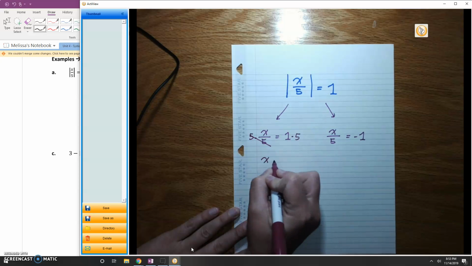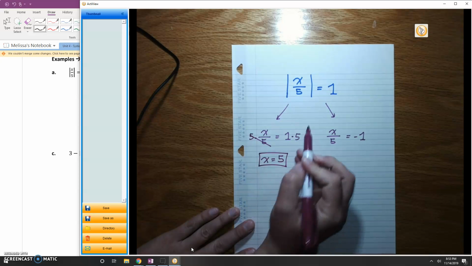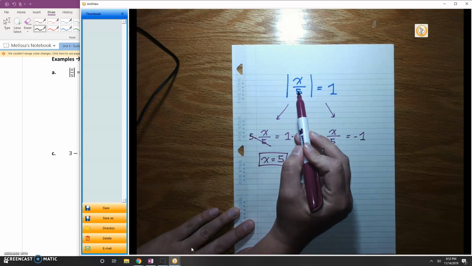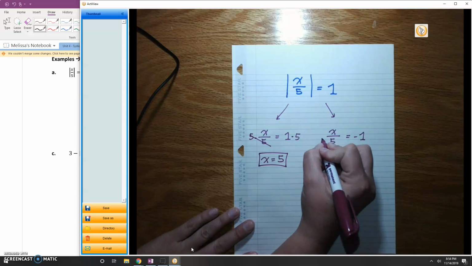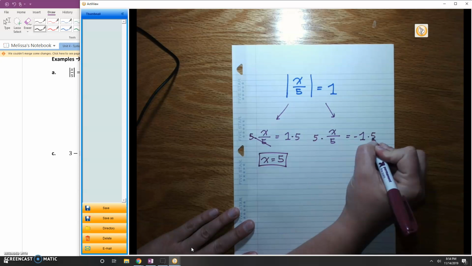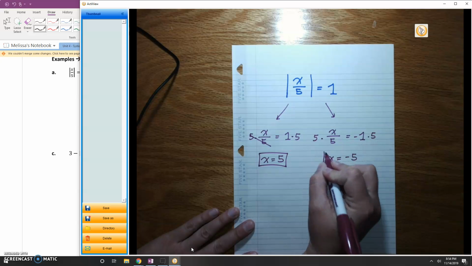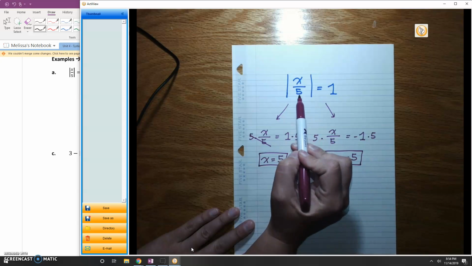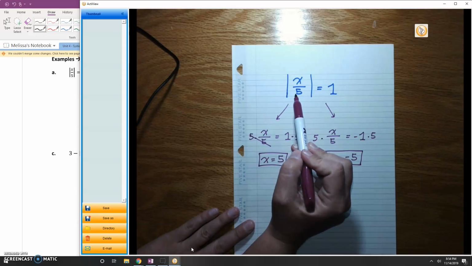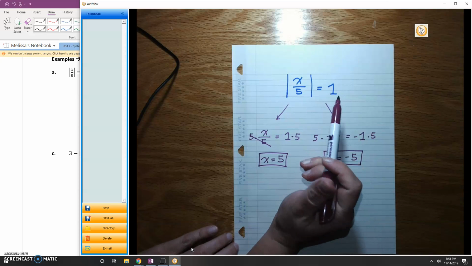My first solution is positive 5. And that's kind of a duh statement. 5 divided by 5 is 1. Absolute value of 1 is 1. Same thing over here. Multiply by 5. My other solution is x equals negative 5. And yet again, don't overthink that one. If I have negative 5 divided by 5, that is negative 1. Absolute value of negative 1 is 1. So that does check out as well.